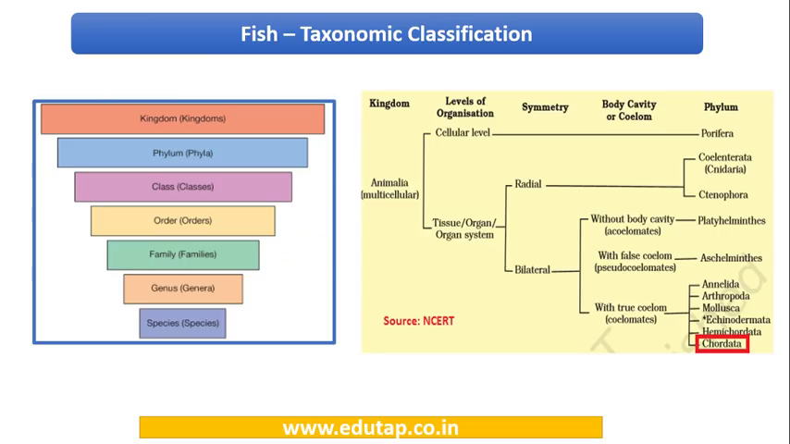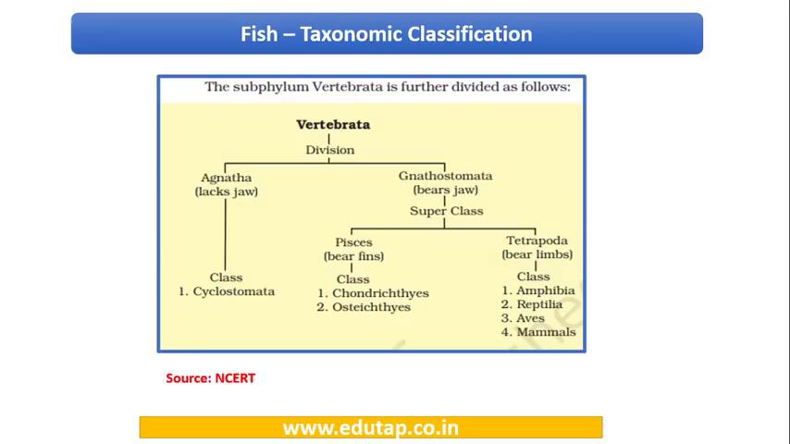Then we moved on to the taxonomic classification of fish, and we saw that there's a proper hierarchy and we can place fishes under the phylum Chordata. Under that there is a subphylum Vertebrata, and there are divisions. There are two superclasses, Pisces and Tetrapoda. The fishes are placed under Pisces, the fishes that bear fins.